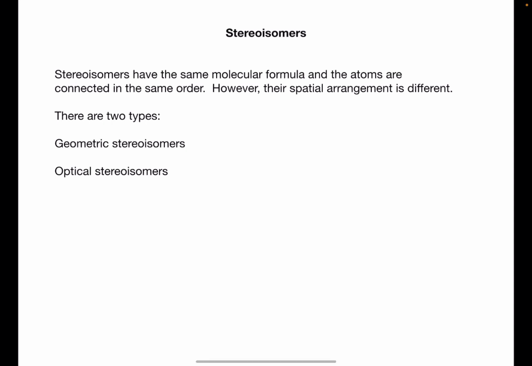Today we're going to be looking at practicing stereoisomers. First of all, I will give a brief overview about stereoisomers and then we'll try some practice questions. Stereoisomers have the same molecular formula and their atoms are connected in the same order. So this is different from structural isomers where they have the same molecular formula but they have a different structural formula. For stereoisomers, it's the spatial arrangement that is different, and we have two different types of stereoisomers. We have geometric stereoisomers and optical stereoisomers.